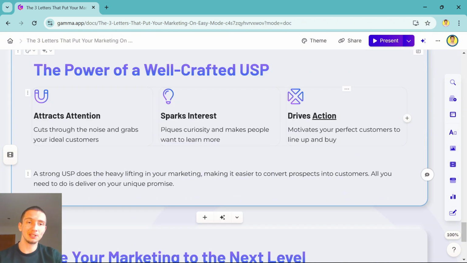A strong USP does all the heavy lifting in your marketing, and it makes it easier to convert prospects into customers. It makes it easier to convert traffic into leads. It makes it even easier to upsell customers in the future. It makes everything so much easier. And all you need to do is just deliver on your unique promise.